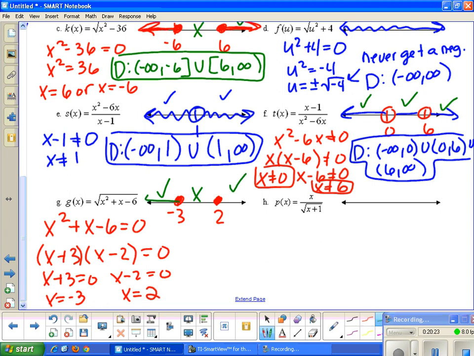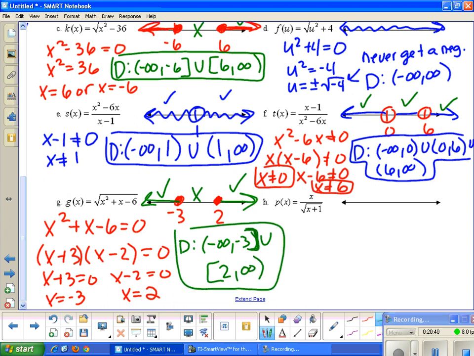So for this problem, I have numbers this way and this way, but not in between. So my domain would be negative infinity to negative 3 union, and I should do bracket here, sorry. Union bracket 2 to infinity parenthesis. And again, you could also use your calculator to kind of help you see that that's what it would be.